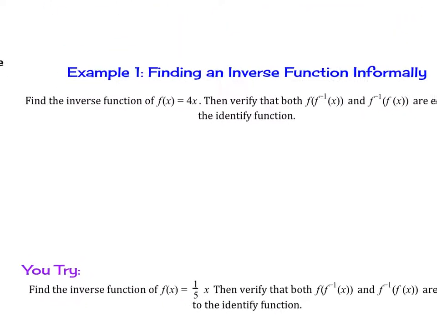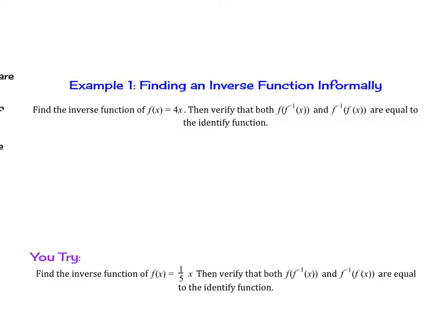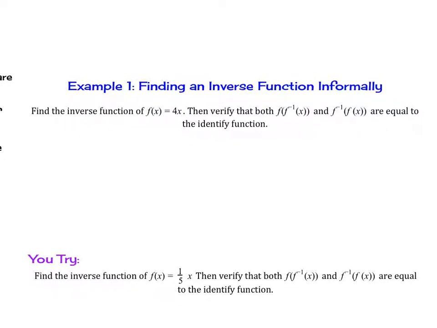So example 1, we're going to find an inverse function informally. Find the inverse of f of x equals 4 times x, then verify that both f of f inverse of x and f inverse of f of x are equal to the identity function. Basically, once you plug it in, doing the composition of functions, you should get x, right? If they're inverses, then it will equal x. So first, let us find the inverse of f of x equals 4x.